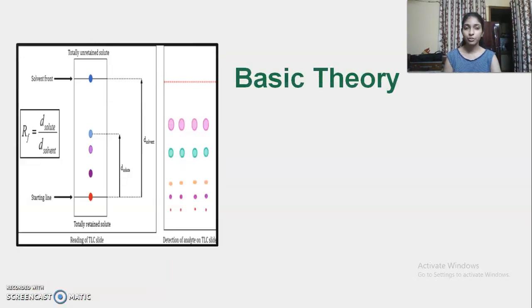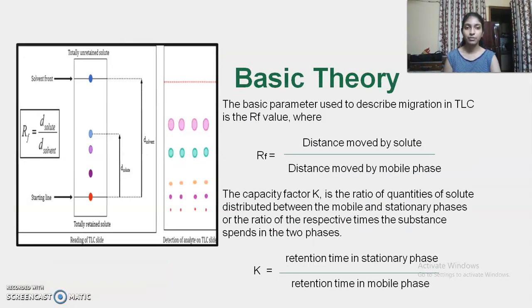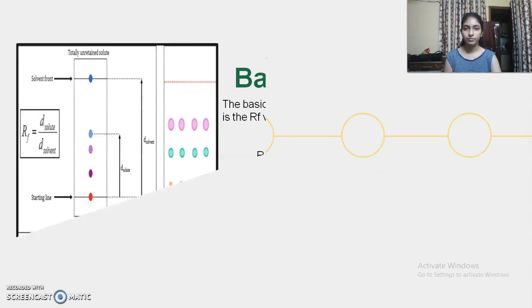The basic theory which is involved to determine the migration of the components in TLC is by the use of Rf value, which is the retardation factor. It is calculated by distance moved by solute divided by distance moved by the solvent phase. As you can see in this picture, the topmost blue mark is the distance traveled by the mobile phase and the following marks are the different separated components from the mixture.